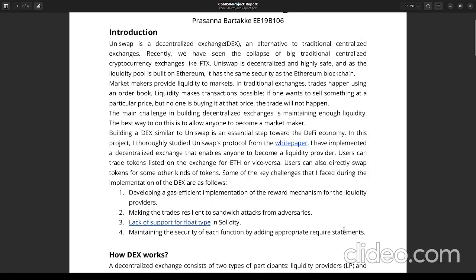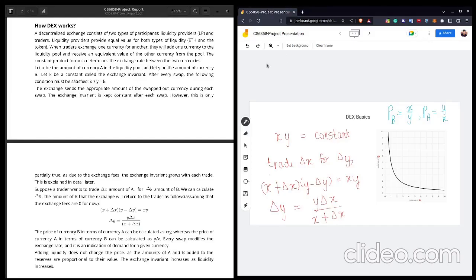Users can trade the listed tokens for ETH, ETH for tokens, or one token for another using the DEX. Now we will understand how the DEX works.